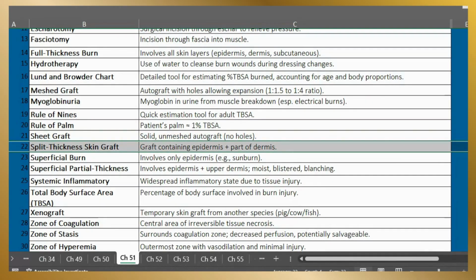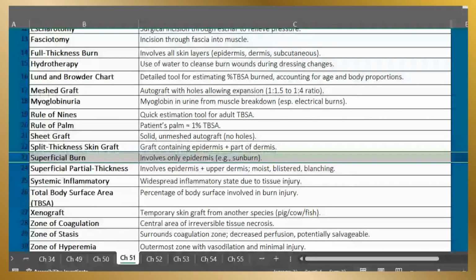Split thickness skin graft. It's a graft containing epidermis and part of dermis. Heals donor site faster. Most common graft type. So this is the most common graft type, split thickness skin graft.